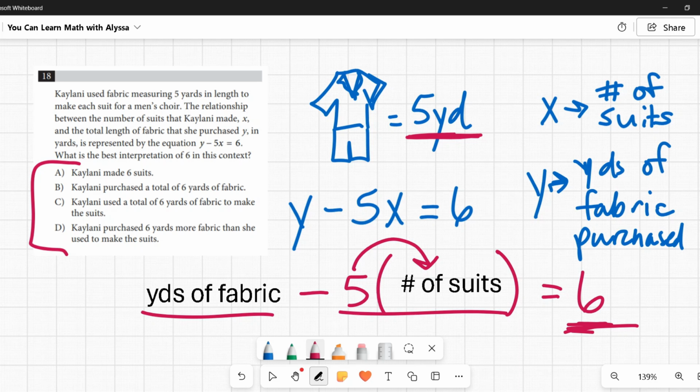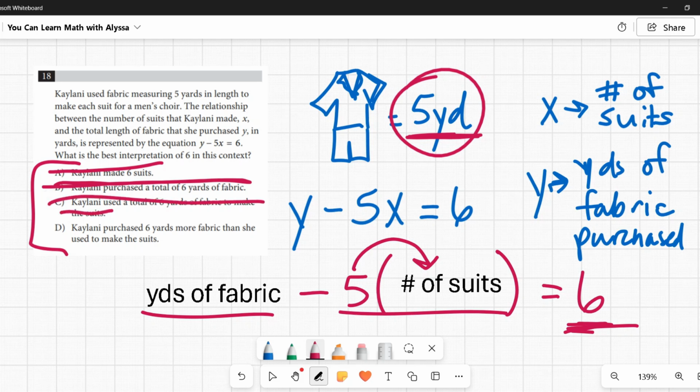A, Kaylani made 6 suits. No. B, Kaylani purchased a total of 6 yards of fabric. No. Not even a little bit. She'd only make 1 suit. C, Kaylani used a total of 6 yards of fabric to make the suits. Nope, because we know it was 5 per suit. 5 does not go into 6 evenly. And finally, D, Kaylani purchased 6 yards more fabric than she used to make the suits. That's a different way than we phrased it, but it means the same thing. She had 6 yards left over, so she purchased 6 more than she needed. And that is our answer, D.